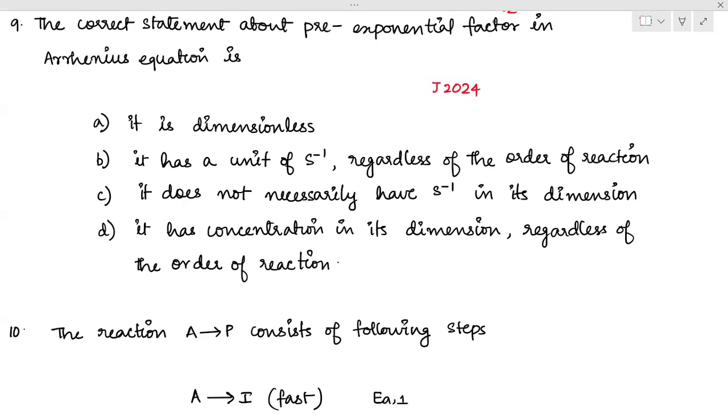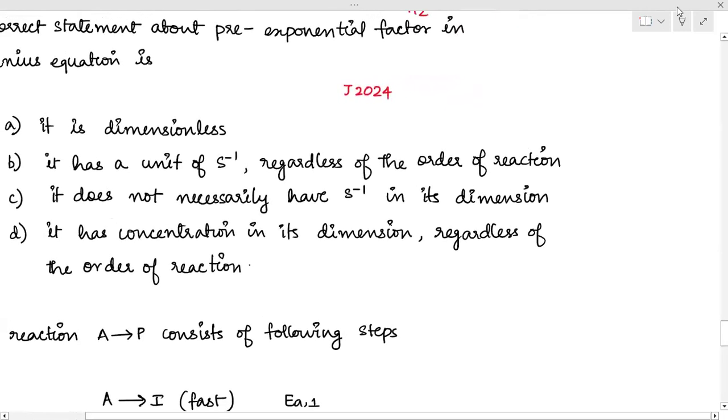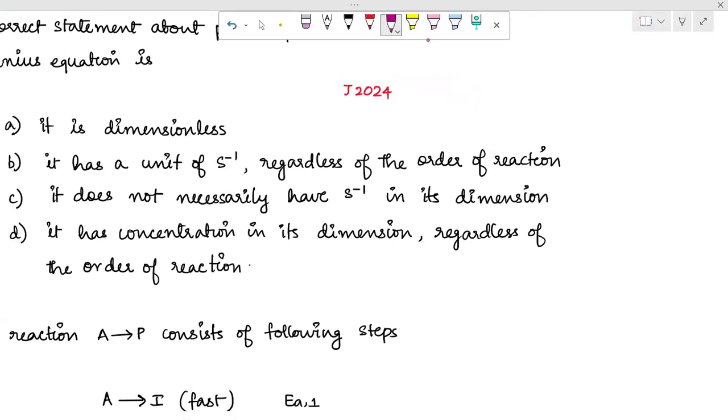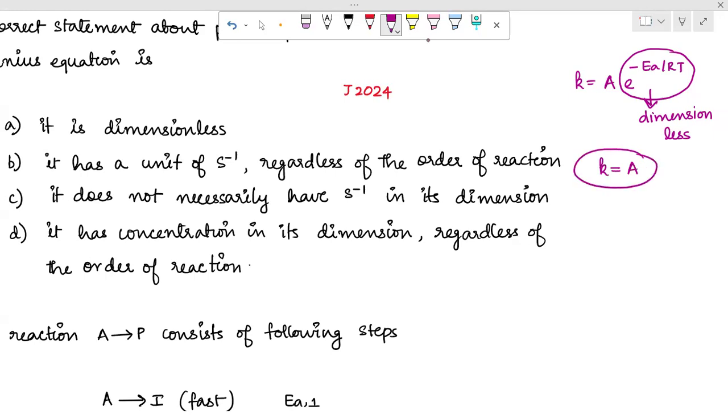Is that true? Already we know that K is equal to A e to the power minus EA by RT, out of which this exponential term is dimensionless. But the units of A will be same as the unit of K. Correct? Units of K will be same as that of A.